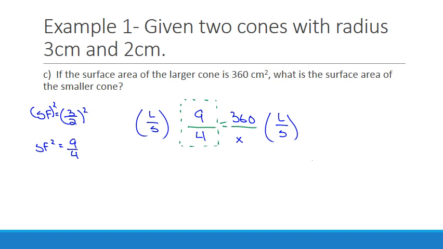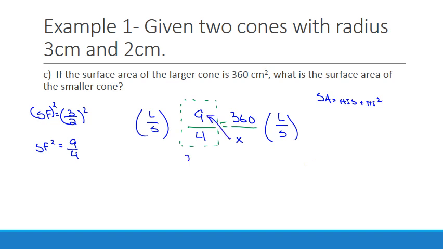And now I can solve this proportion, and I'll know the surface area of the smaller cone without actually having to go through my surface area formula to determine it. Because I could do that as well. If I had more information, I could simply figure out what the surface area is, because the formula for the surface area of a cone is pi rs plus pi r squared. I could go through that, but this is a shortcut if I have this information.